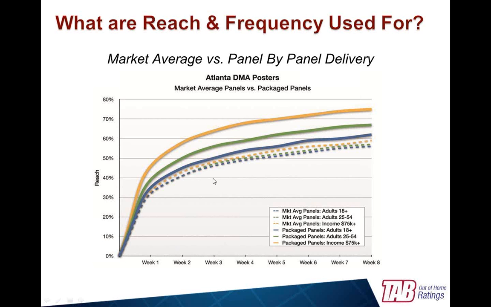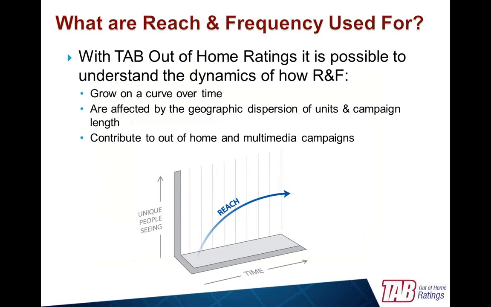Okay, so with TAB out-of-home ratings, it is possible to understand the dynamics of how reach and frequency grow in a curve over time, as it should. You can see down here, unique people seeing an advertising message grows faster towards the beginning of a campaign and ends up tapering off, and then frequency grows. You can see how reach and frequency are affected by the geographic dispersion of units and campaign length, and how reach and frequency contribute to out-of-home and multimedia campaigns.